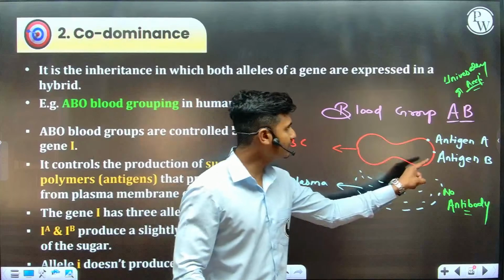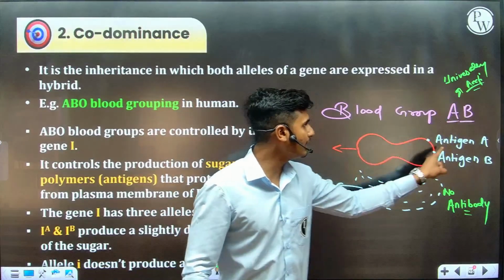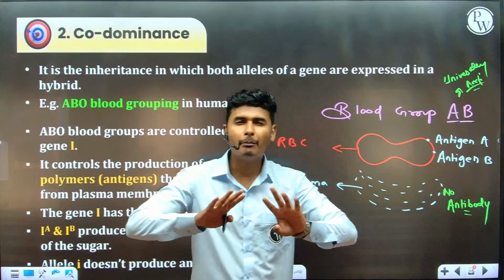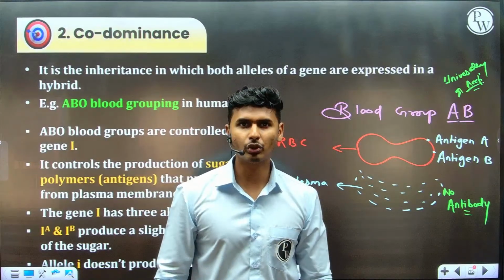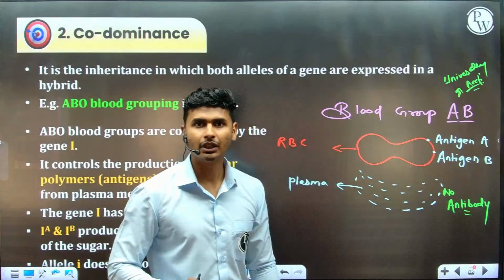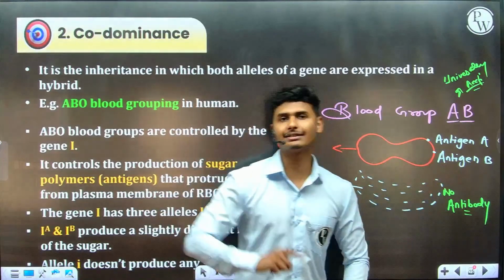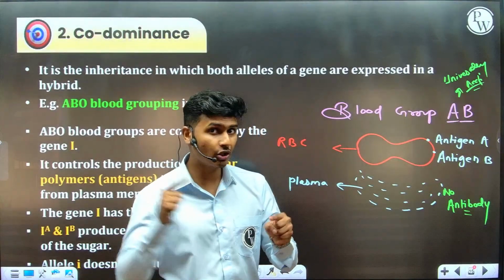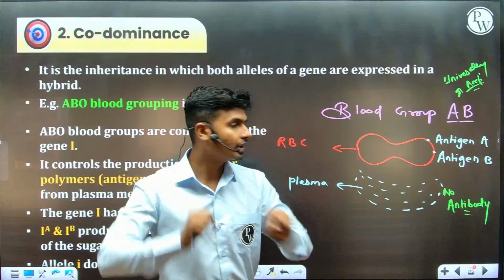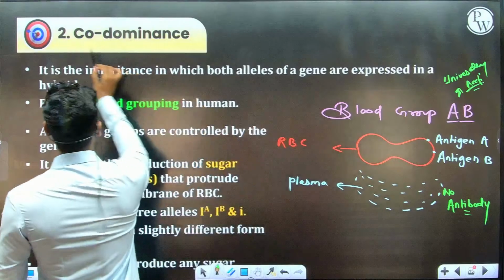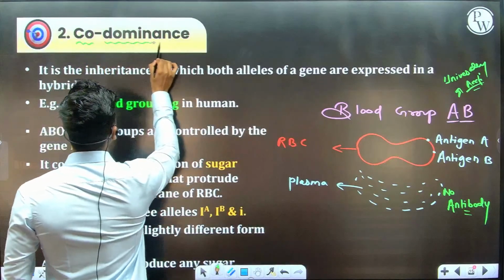Now understood the thing. They have given us the blood group AB, and two antigens, antigen A and antigen B, are present on the RBC. Both show this blood group. If antigen A is dominant, then the blood group will be A. If antigen B is dominant, the blood group will be B. But the blood group is not A, not B, it is AB. It means both antigen A and B are dominant. That's why this concept is known as codominance.